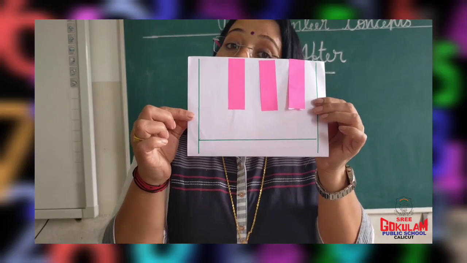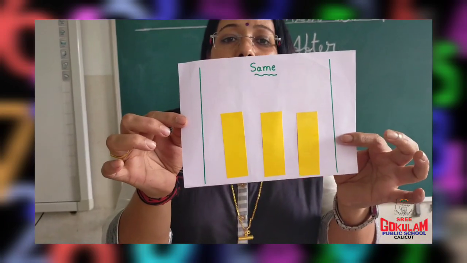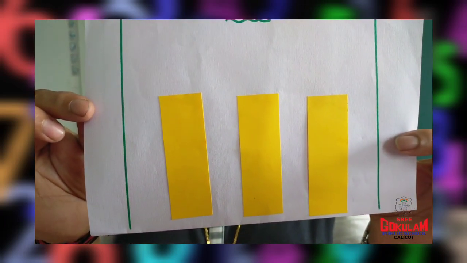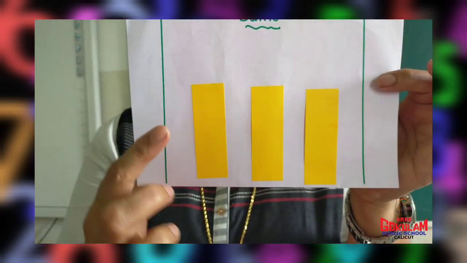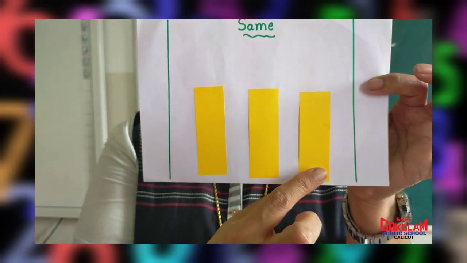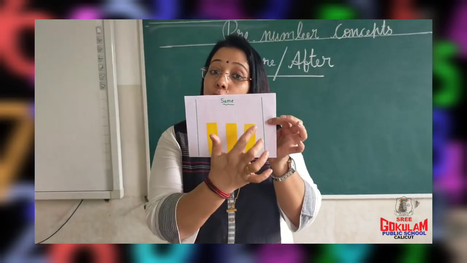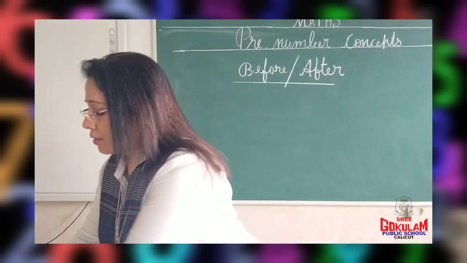The next one, can you see these colors? Yes. Which color is this? Yes, it is yellow. You see, first one is yellow. The second one is yellow. Third one is yellow. So, it is same. This is yellow color. This is same. Okay, the next example.